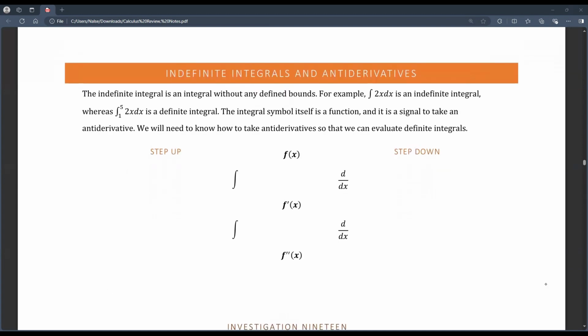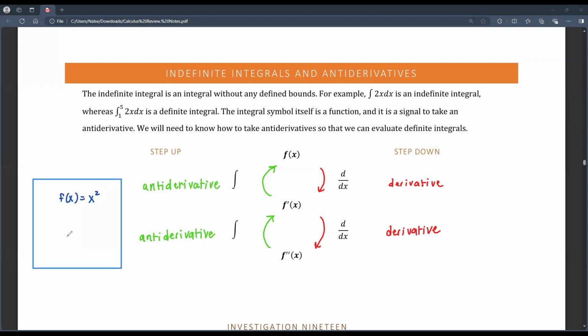The indefinite integral is an integral without any bounds. It is a function that signals an antiderivative. In prior lessons, we focused on taking derivatives, stepping down to first, second, and higher-order derivative functions. In this section, we will discuss how to move in the opposite direction. Taking antiderivatives brings us up closer to the original function. For example, the derivative of x squared is 2x, and the antiderivative of 2x is x squared.